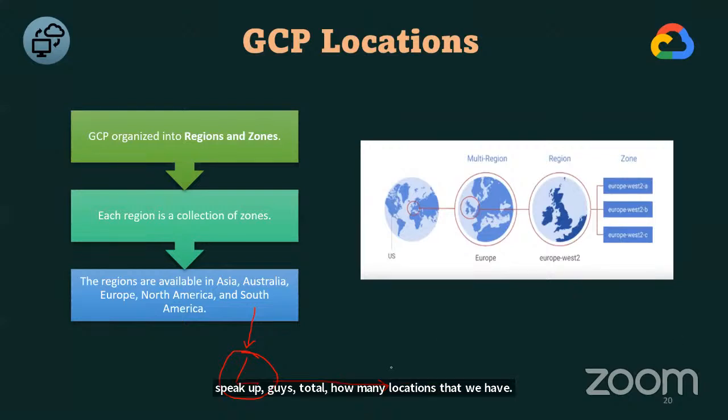Total we have 5 locations. Perfect. I want you guys to speak up whenever I'm asking the question, guys. Total how many regions are there? 37. Total 37 regions are there.